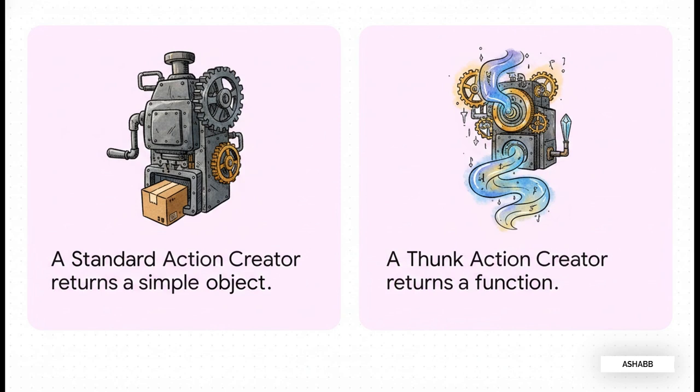Okay, so here's what that actually looks like in your code. A normal, standard Redux action creator is simple. You call it, and it immediately returns a plain old object. But a Thunk action creator, you call it, and it returns a function. That tiny difference, returning a function instead of an object, is the entire magic trick.